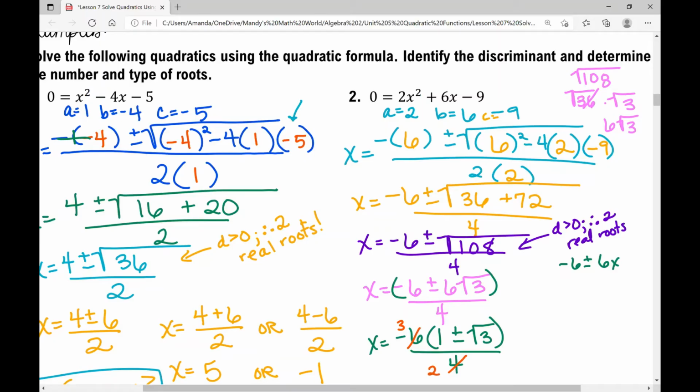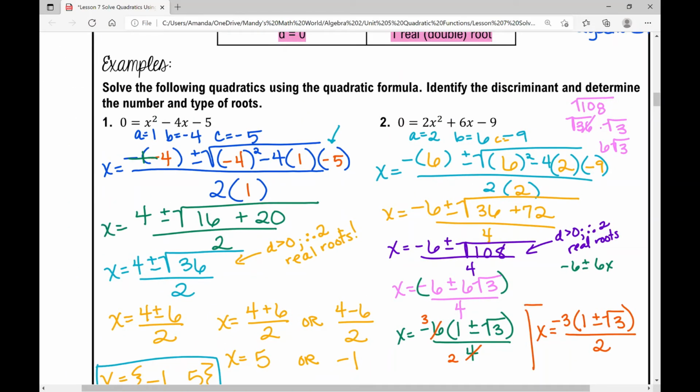and that's how I would simplify this. And this would be x equals negative 3 times 1 plus or minus the square root of 3 over 2. And if you factored out a positive 3 and wrote 3 times negative 1 plus or minus, that's fine too. Okay, that works. Okay, so let's move on.